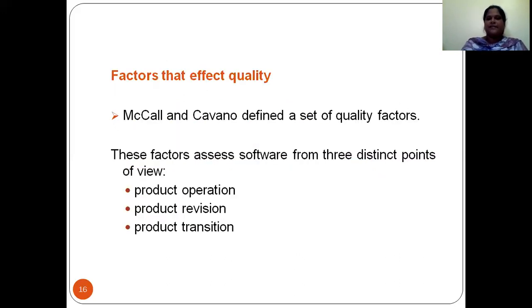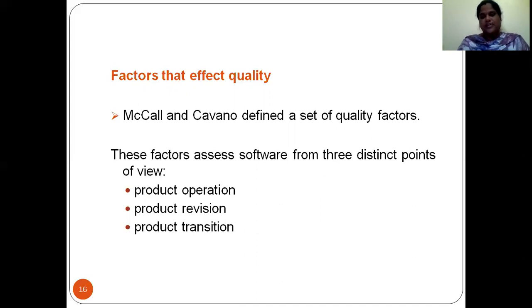Now, factors that affect the quality. We have three distinct factors which will affect the quality of the product. First, product operation, product revision, and product transition. Product operation means the operation of the product: its functionality, how it is working, and to what extent it is used to satisfy the needs of the customers. This all comes under product operation.